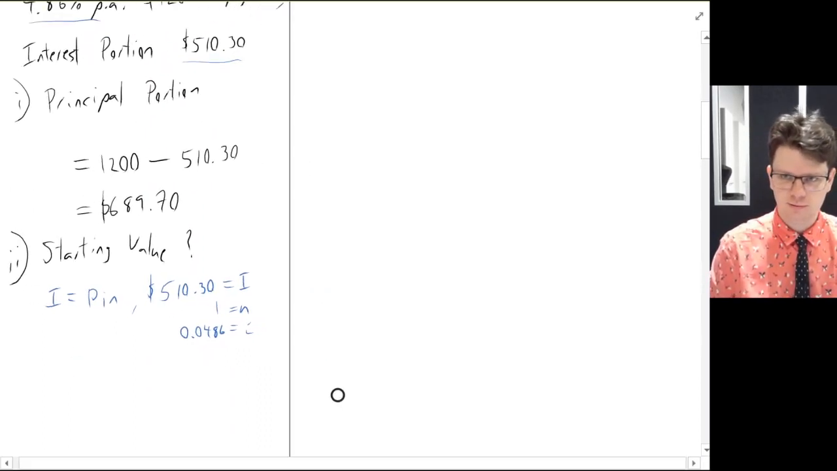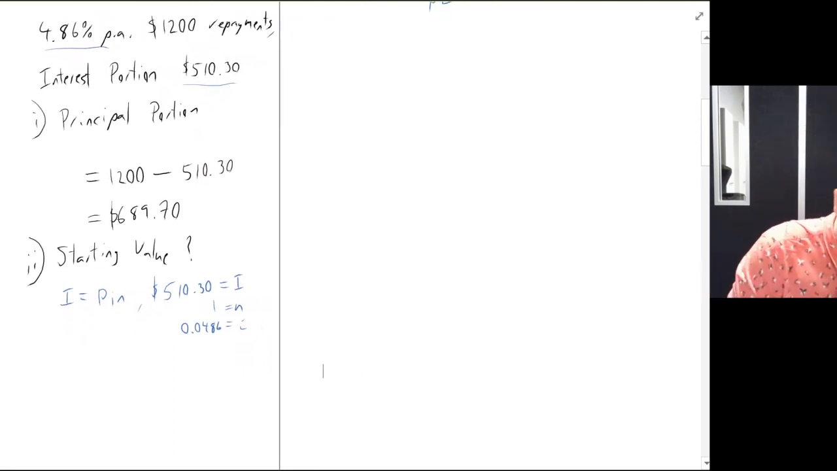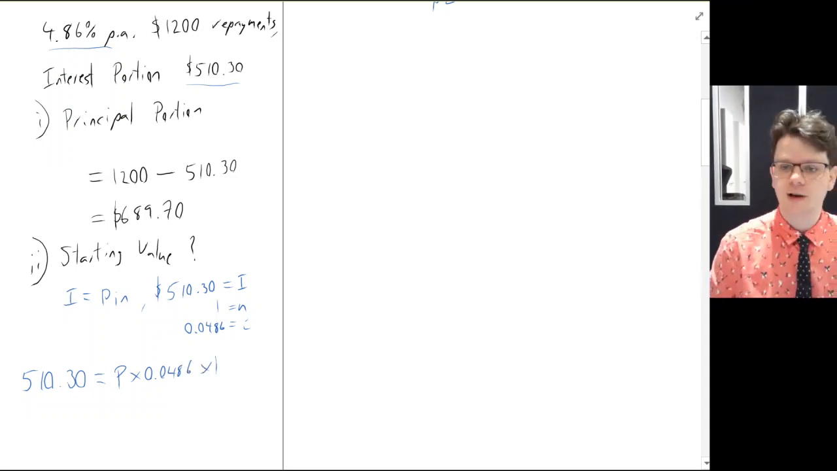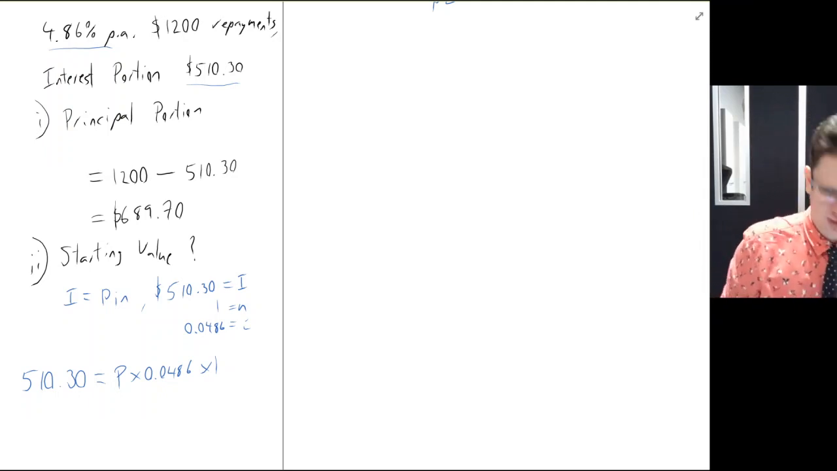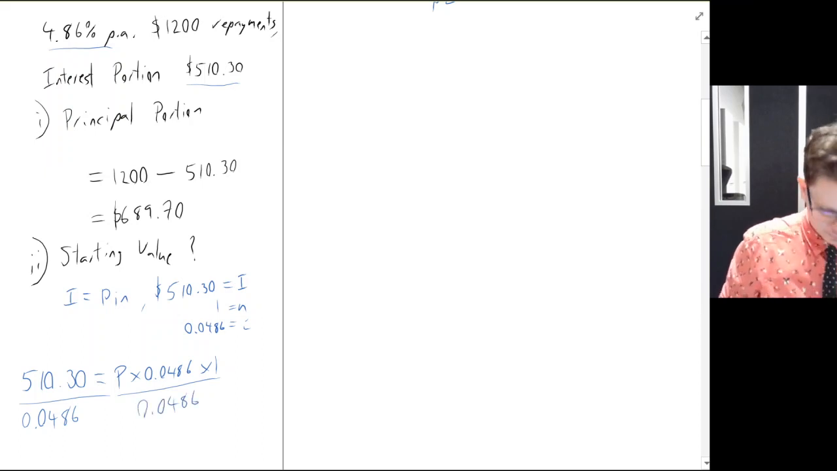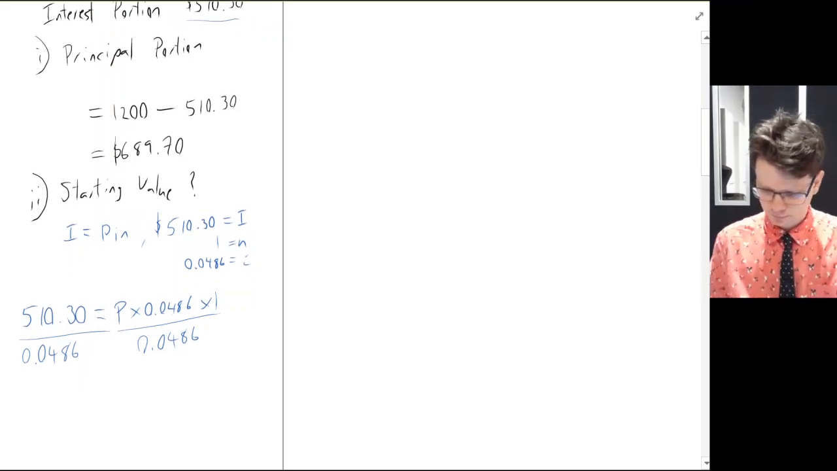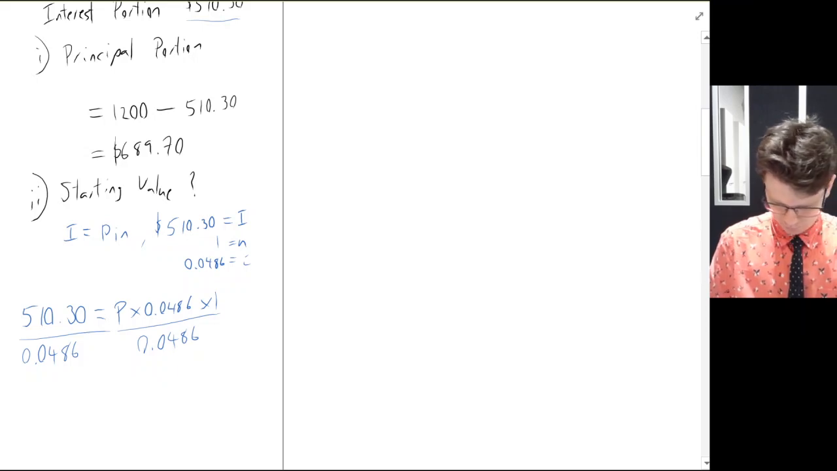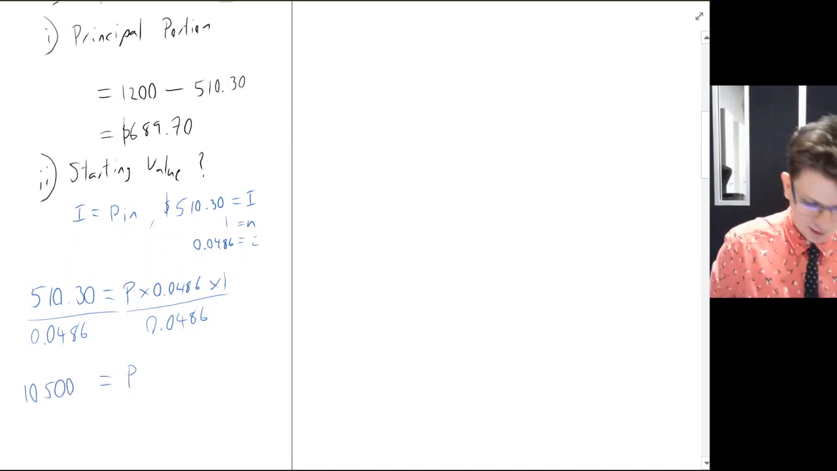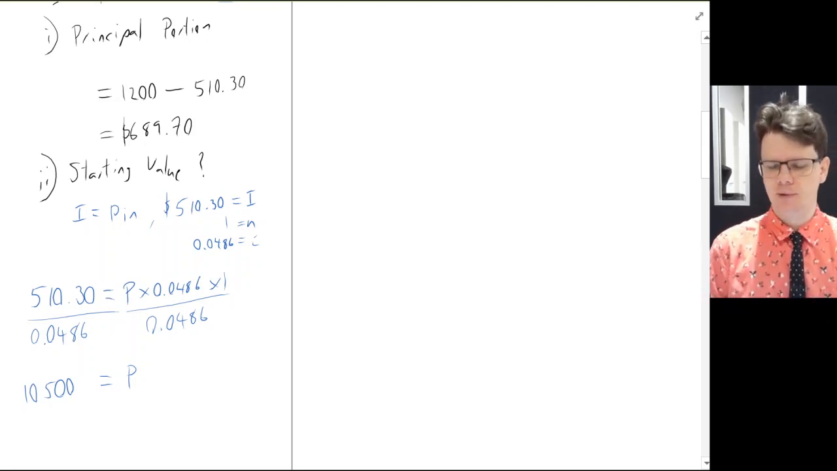And now I'm just going to be solving for P. So I get 510.30 equal to P times 0.0486 times 1. Well, times 1 just means nothing, so I'm just going to divide both sides by 0.0486. And I'm going to be left with $10,500. So my starting value was that P, principal.